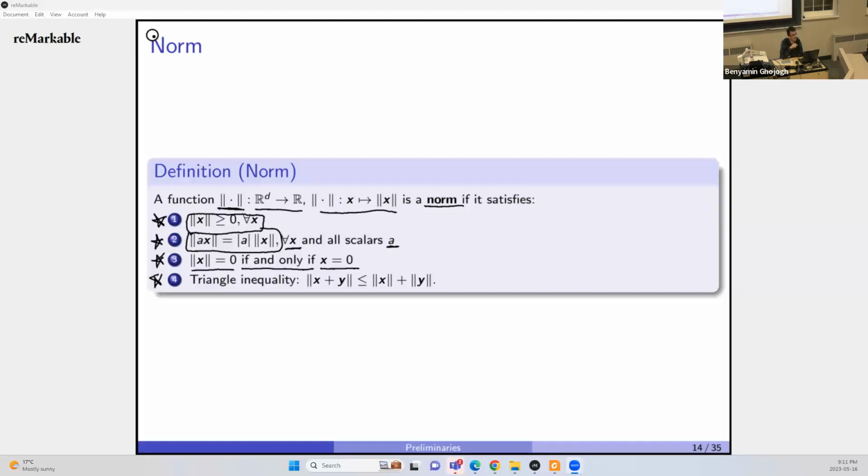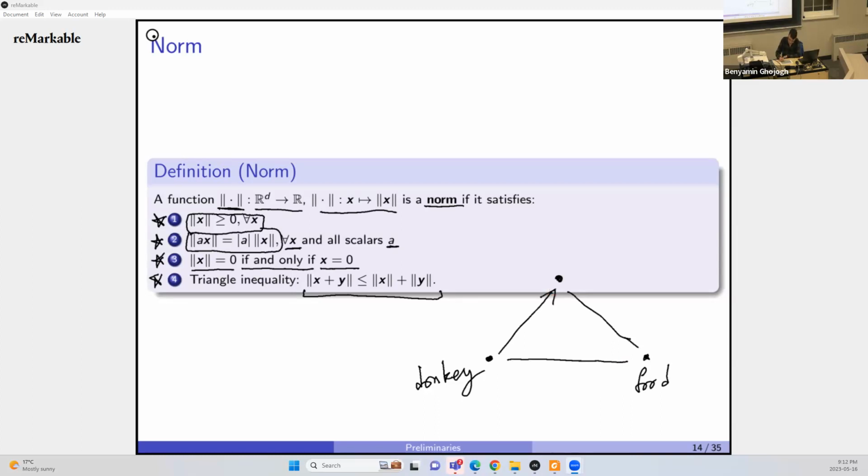The last one, which is the most interesting one, is the triangle inequality. The norm of x plus y is less than or equal to the norm of x plus the norm of y. An example. I already told this example to people in the previous course too, in optimization. I have a donkey here. I have some food here. Paths.